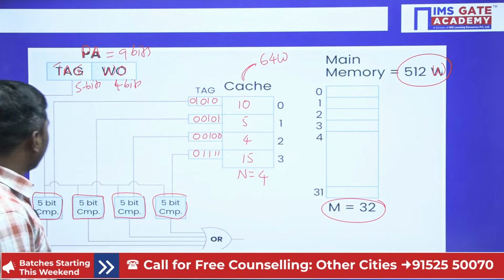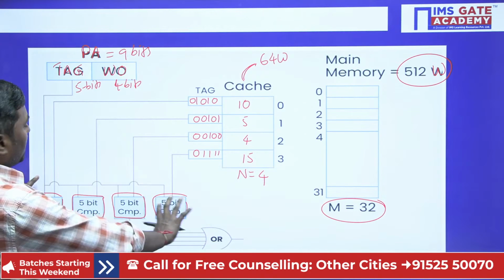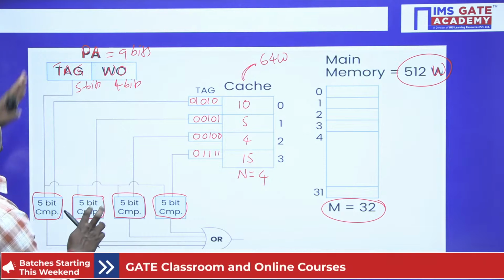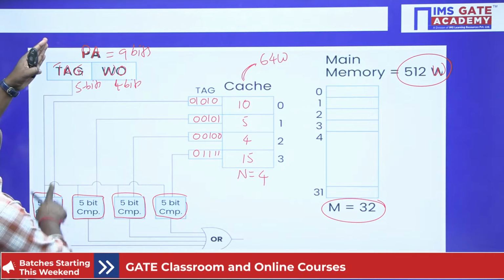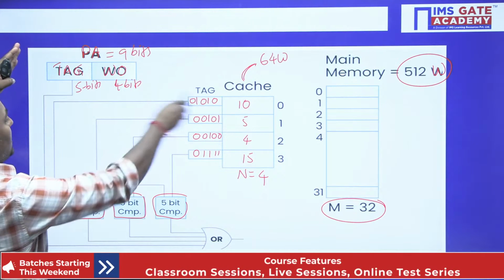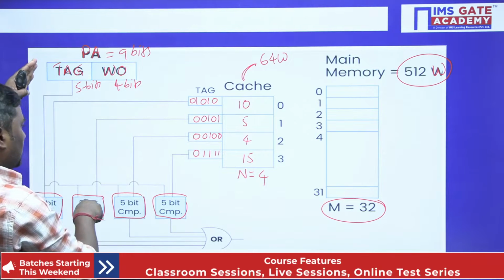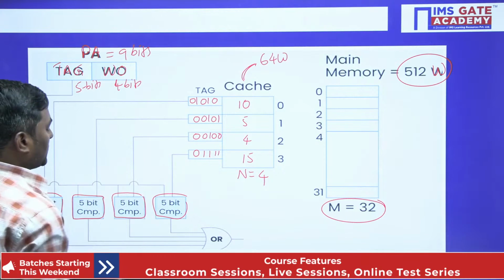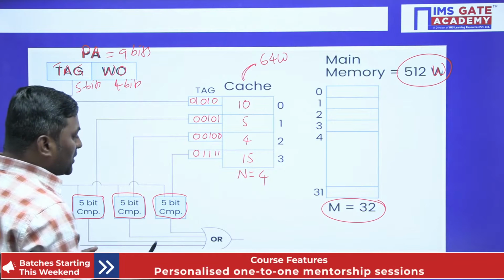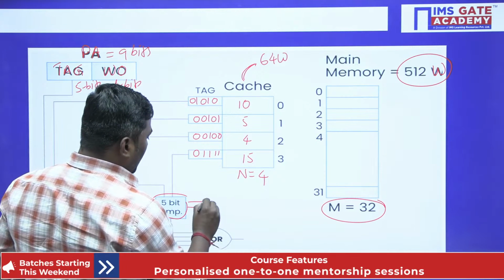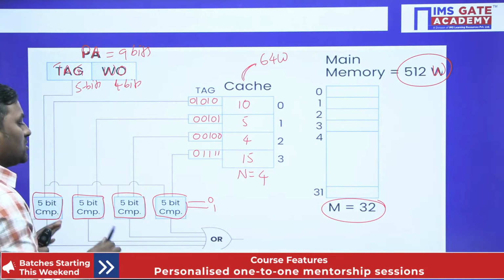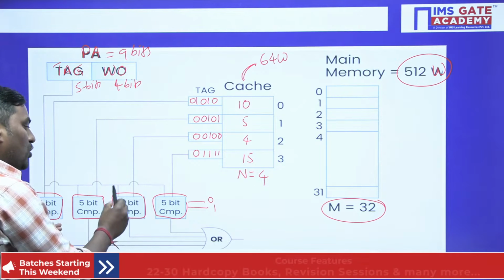Now see how I connected. I place 4 comparators. For each comparator there are 2 inputs: one input from the physical address, the other input from the tag bits of the cache line. This line is connected here, and this one here. The comparator gives either 0 or 1. Please understand: 1 means a match occurred, 0 means no match.